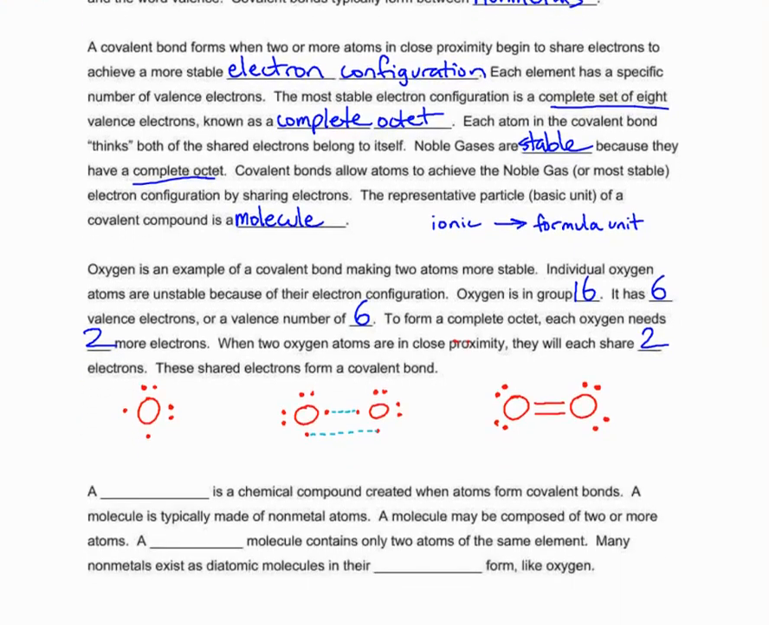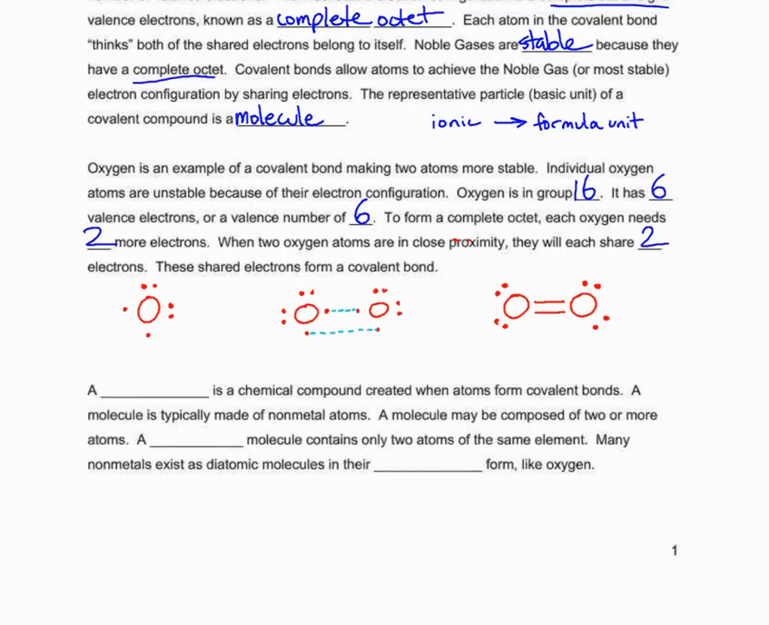So it's sharing some and it's not sharing others. So then we have a molecule. Once we have 2 or more atoms that start sharing electrons, we've formed a molecule. A molecule is a chemical compound created when atoms form covalent bonds. A molecule is typically made of nonmetals, which we already talked about most of the time. A molecule may be composed of 2 or more atoms, so it doesn't have to be just 2.